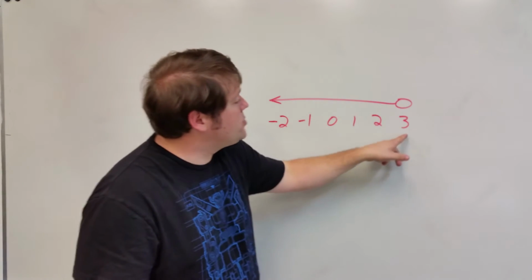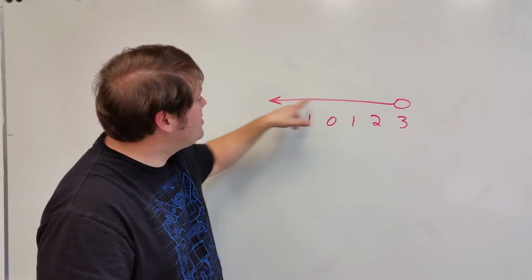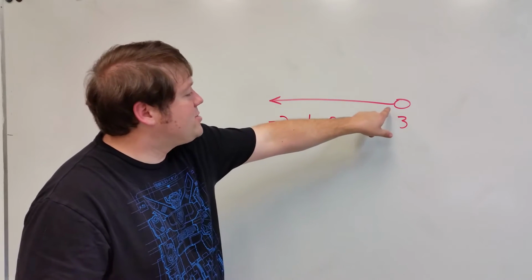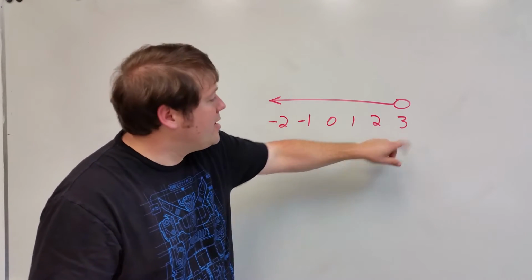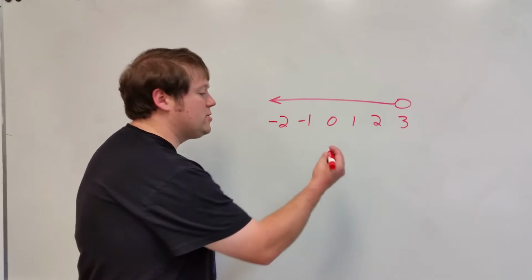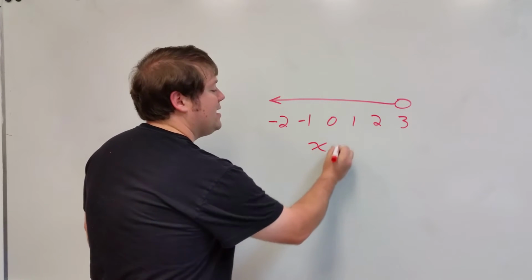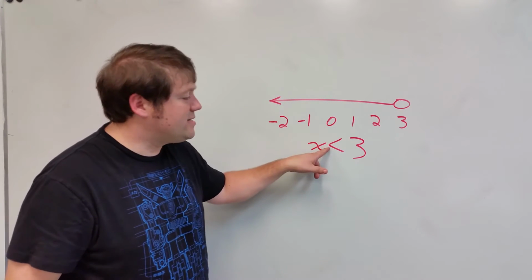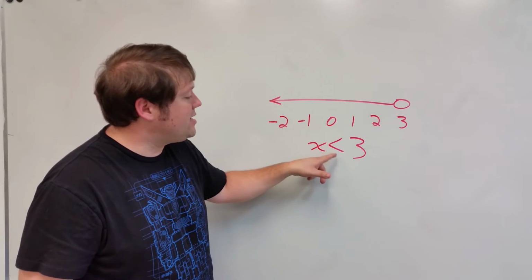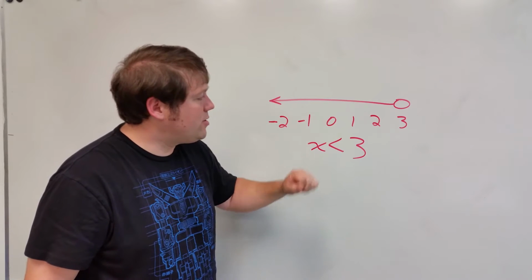Let's look at what our arrow is doing. Our arrow is pointing this way, to the left. And it's pointing at all the numbers that are less than 3. So that's what this graph says. This graph says x is less than 3. Remember, this is the less than sign. So x is less than 3. That's what our graph says.